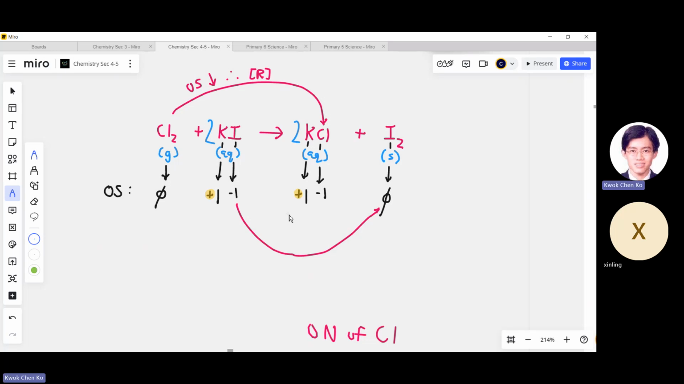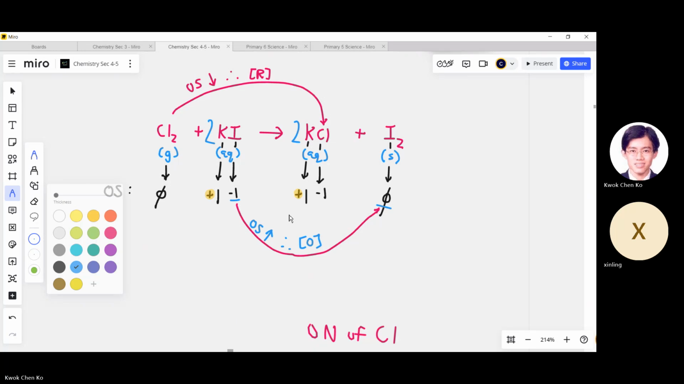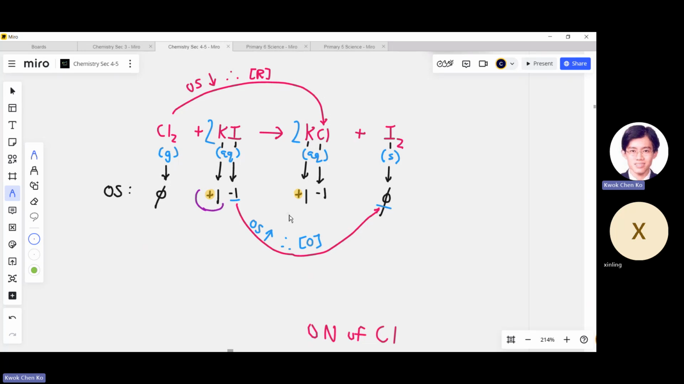Look at iodine or iodide. From -1, it becomes 0. So the OS has increased. Therefore, this is defined as oxidation. How come I didn't look at potassium? K. Notice potassium on the left is +1. Potassium on the right is also +1. No change. So I don't bother about potassium.